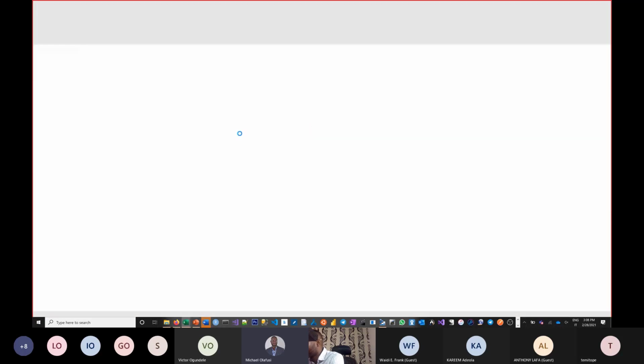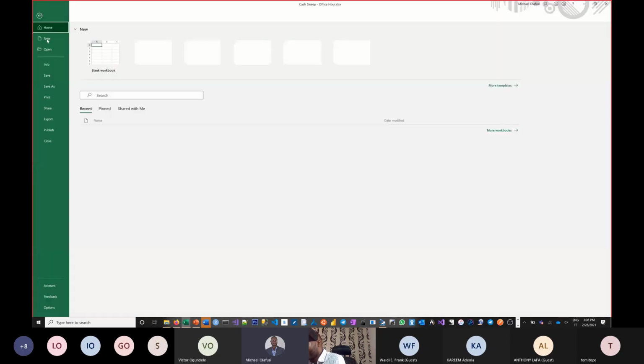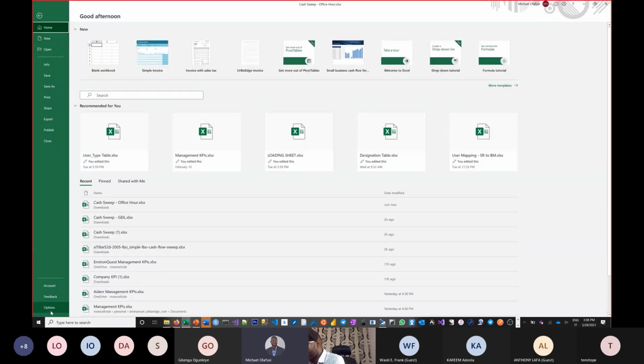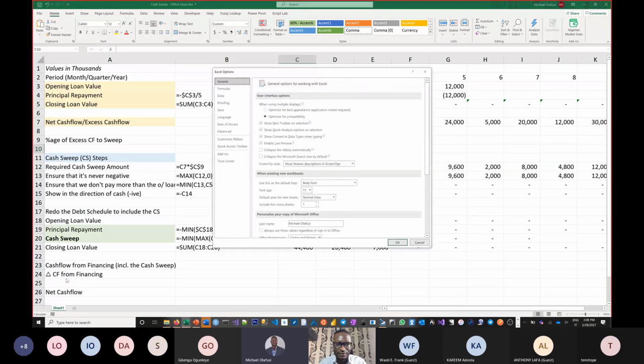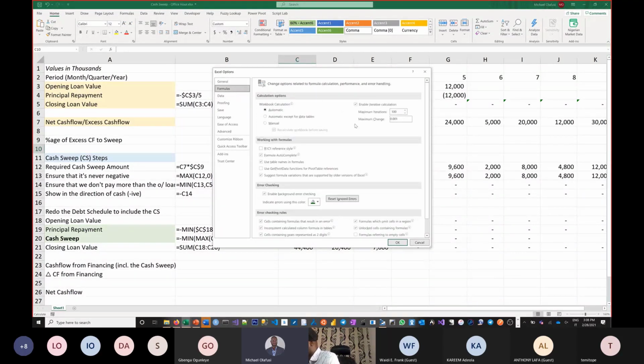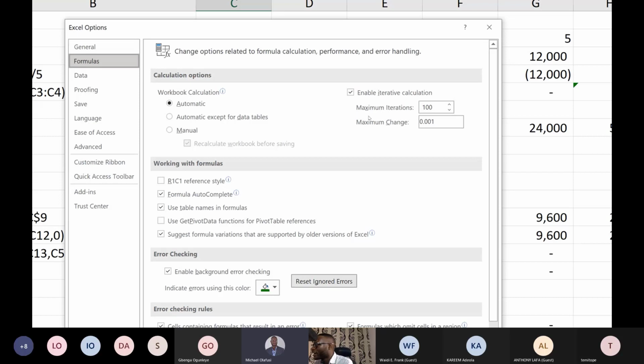Apologies that now it's looking like I'm taking too much time on just something that should be trivial to do, but I don't want to forget sending you the file. So if I go to File and I go to Options, right? Let me check that you can see my screen. Okay, great, you can see my screen. If I go to Formulas, you will see that that's where we have that iterative calculation setting. So you'll see that I have it here, and mine is turned on.